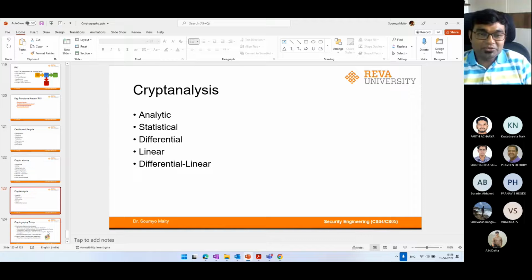And cryptanalysis, we know how we usually do the cryptanalysis. We have seen the frequency analysis, which is a statistical analysis. Analytic is more mathematical one. There are differential, linear, and differential linear. I'm not going into detail of that, but these five names just keep in your mind in case you need. You can Google it anytime if you are interested. But these are more of a mathematical one.